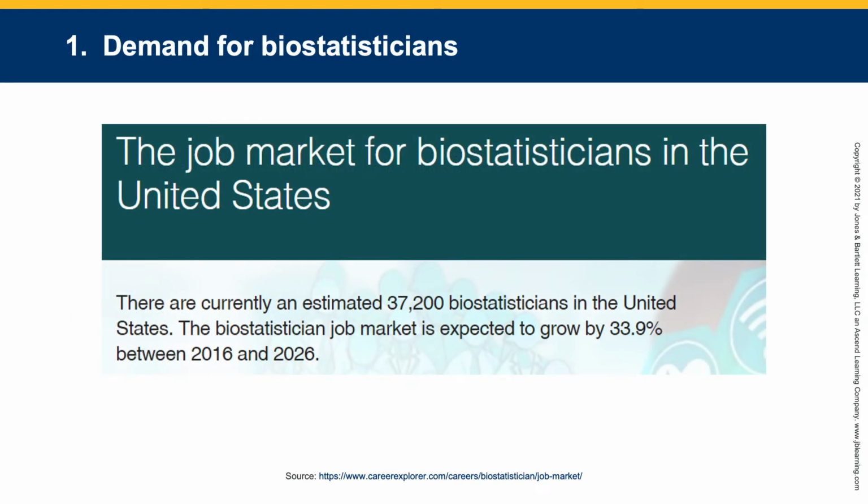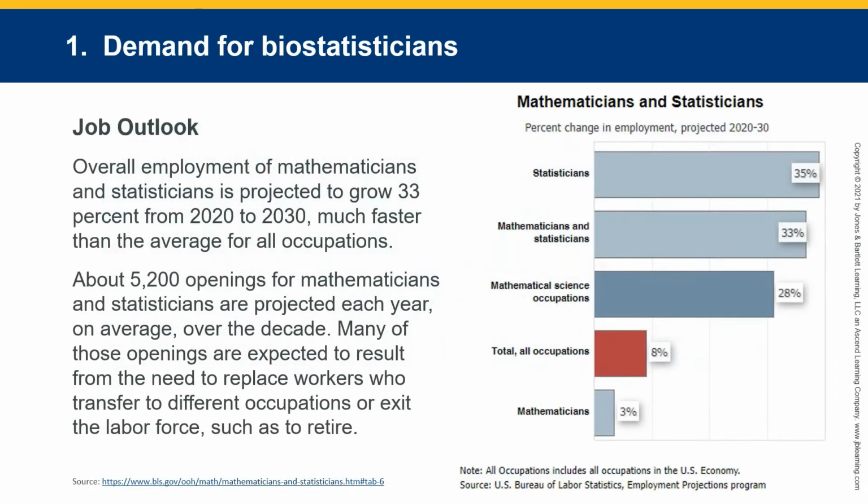So first, the demand for biostatisticians is very strong, and the job market is expected to grow by almost 34% between 2016 and 2026. The job outlook is really strong for mathematicians and statisticians, even more so than all other occupations. So this is an area of tremendous demand, and I always tell students if they have an interest and an aptitude in this field, there is going to be a job for them. And it's a very satisfying job that they can feel good about because they're using their skills to actually make a difference for people's health.